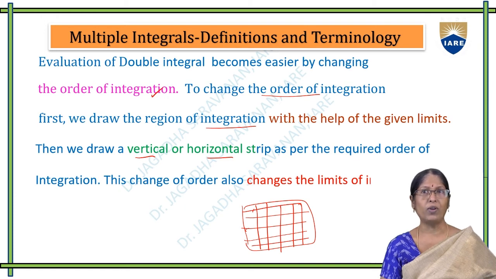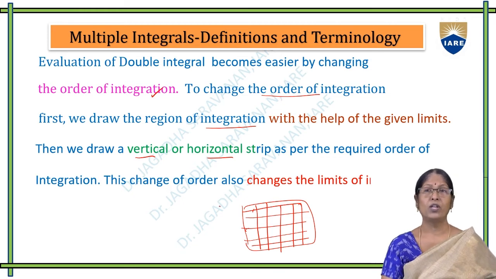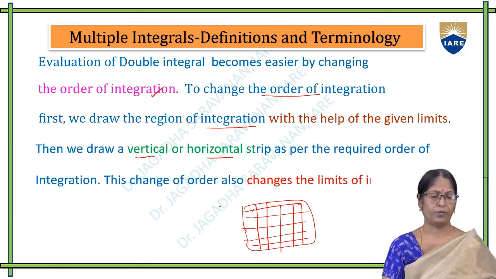If the horizontal way is very difficult, because of the limits, if we apply it and the integration is more complicated, then we will move to vertical. So this change of order also changes the limits of integration.